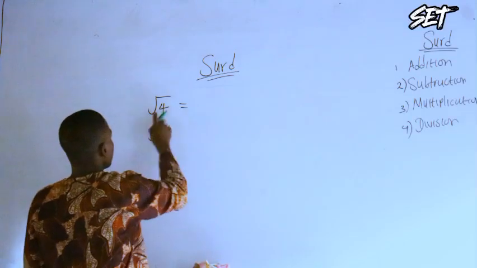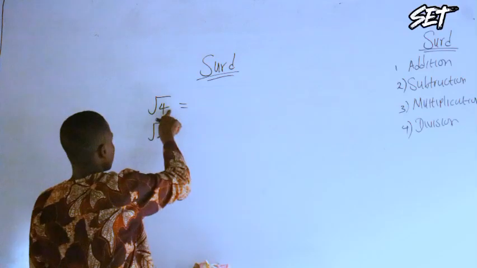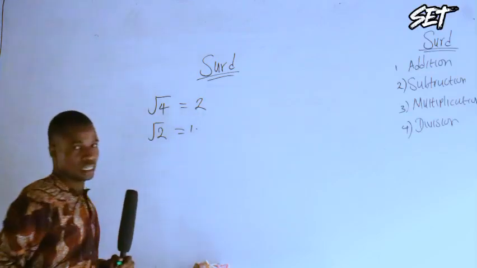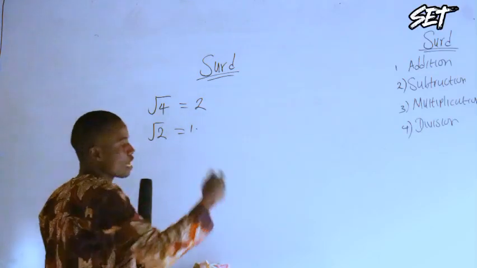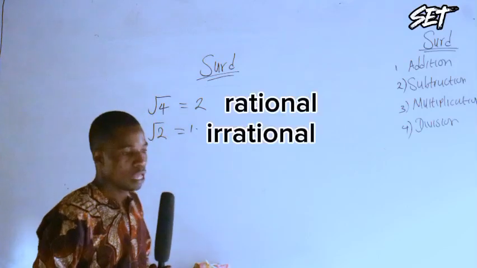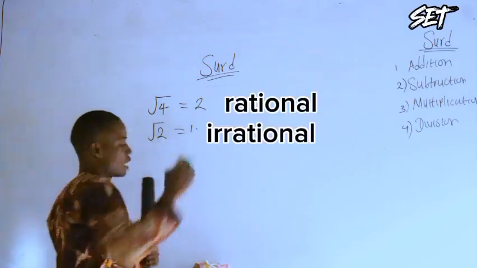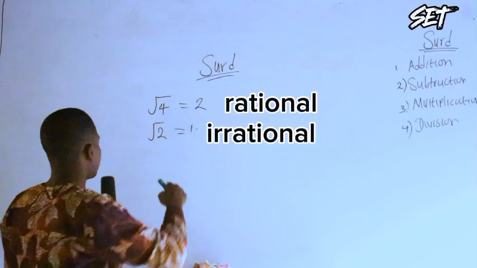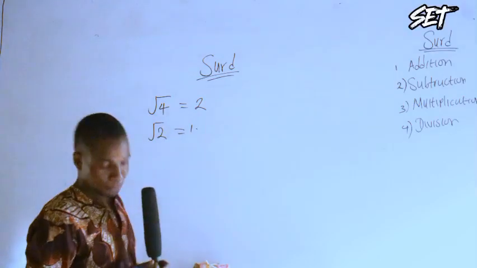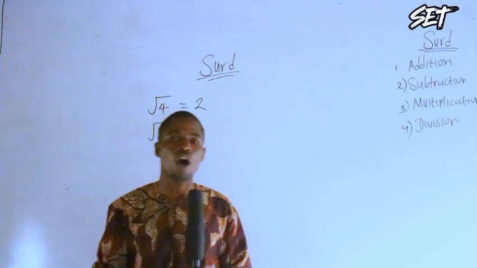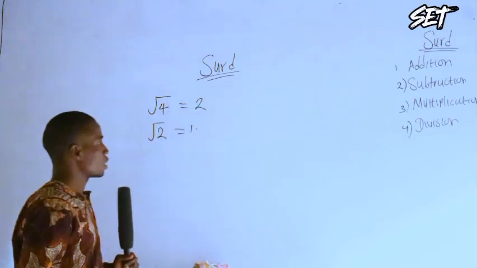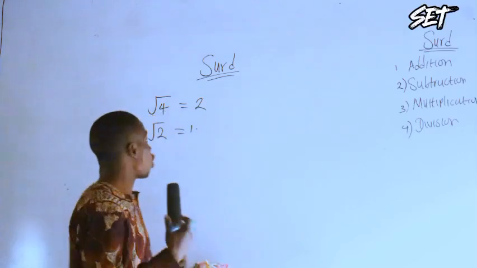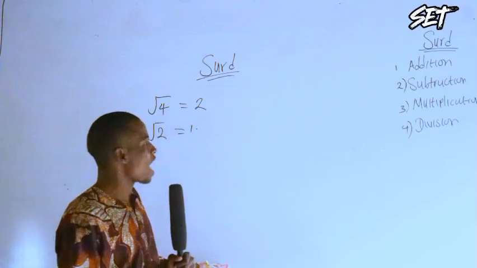Because you can find the root of this one, which is 2. This one will give you 1 point something. Anyone that gives you 1 point something, or gives you a decimal, is not a rational number. This one is a non-rational number. That's what we are doing in SURD.